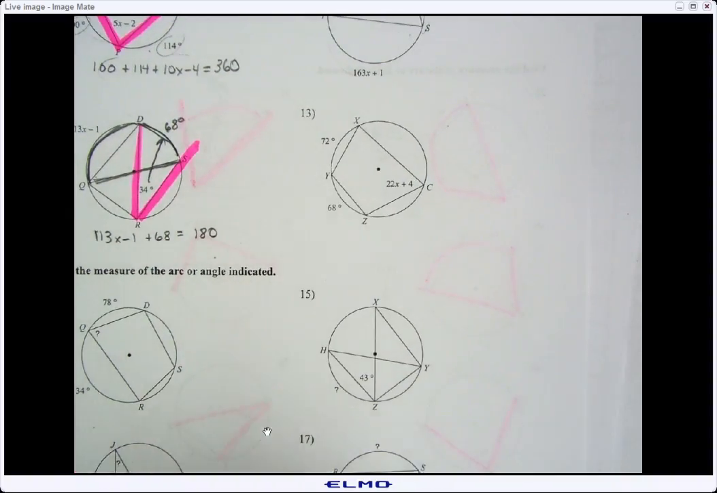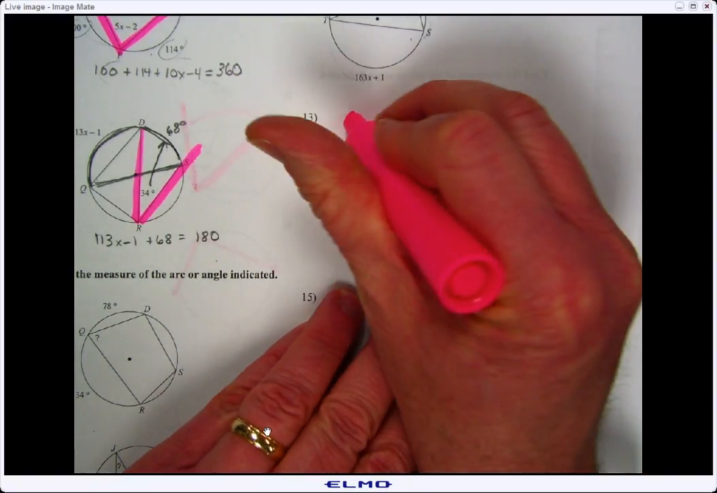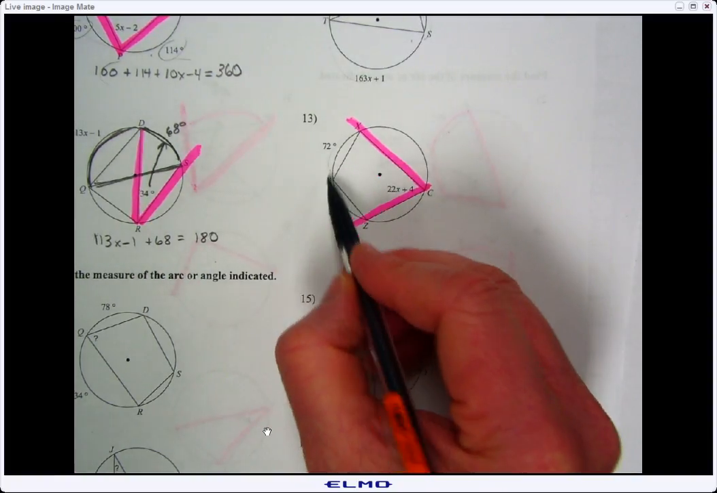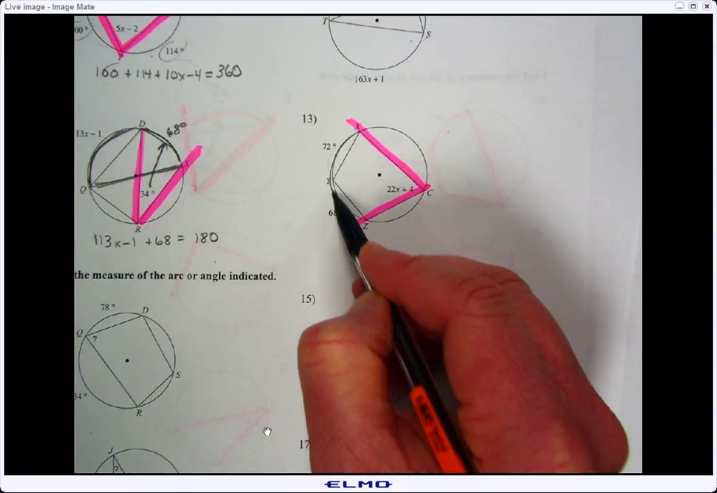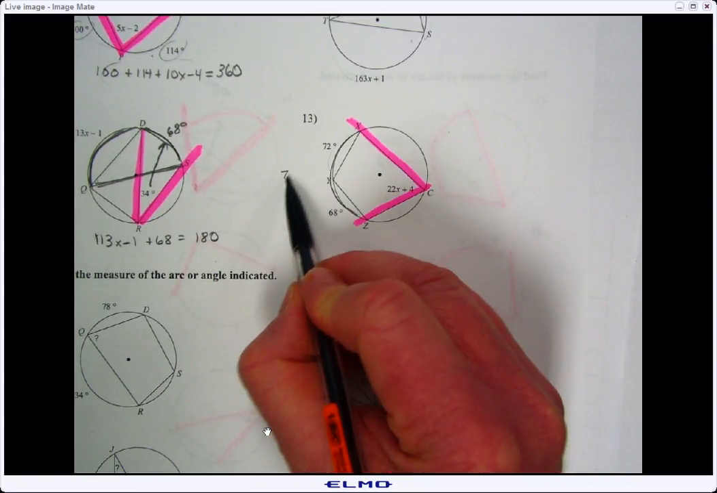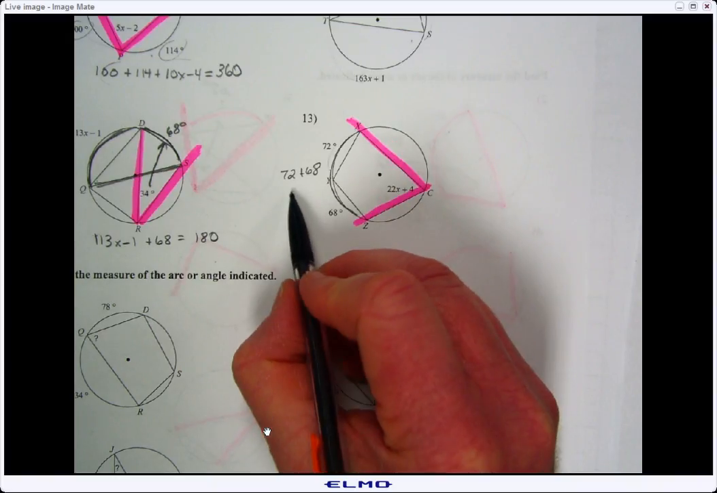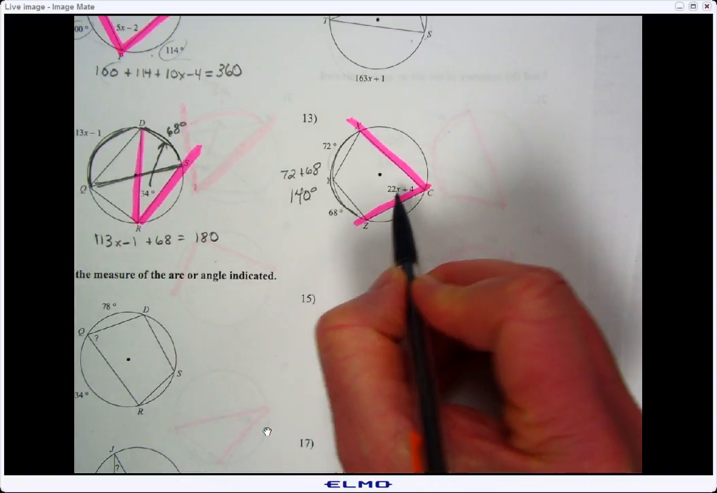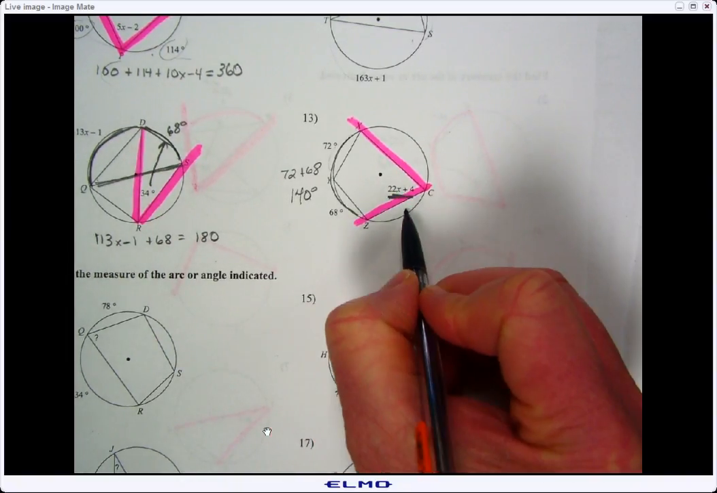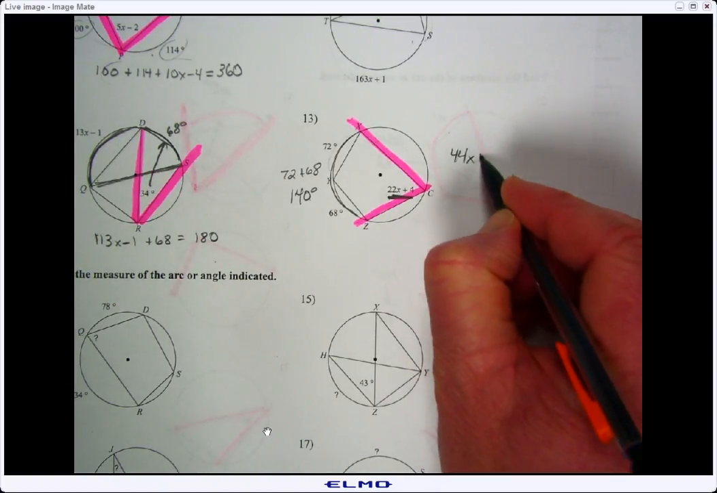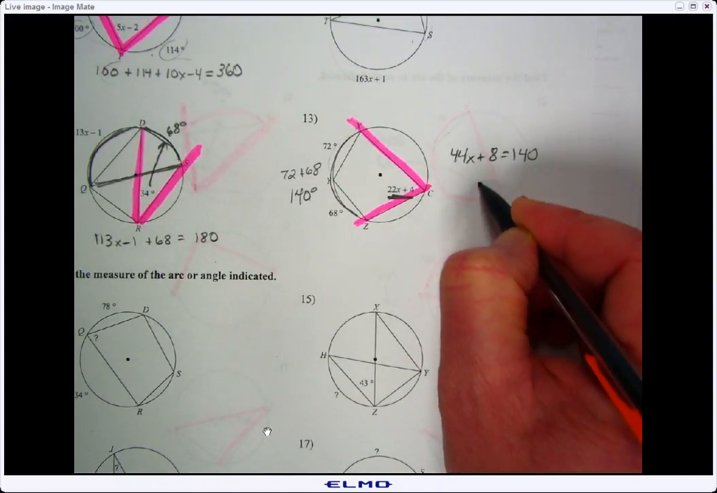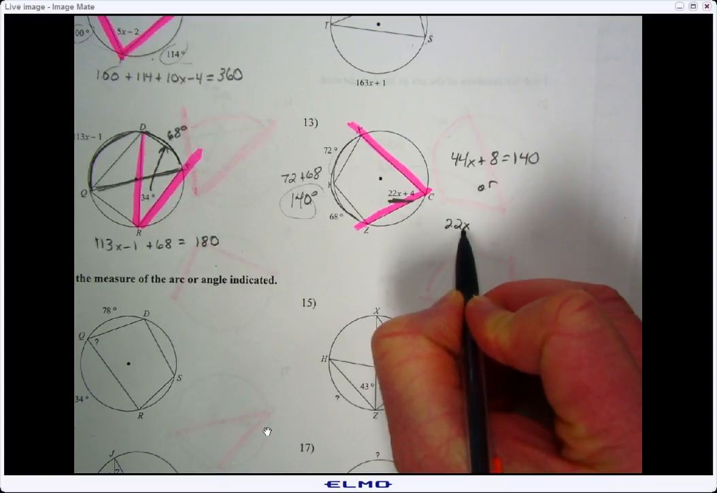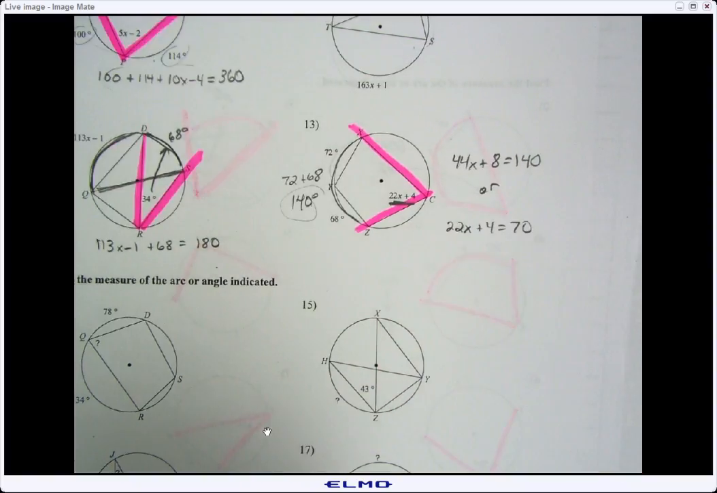Okay, now getting a little more complicated. Not terrible. Again, tracer one angle. Do I know the two arcs? So I know that this arc out here is 72 plus 68, which is 140. And that means that I either need to double this and get 140. So 44x plus 8 equals 140. Or I take half of 140, which is 70. 22x plus 4 equals 70. Either one of those you can solve for x.